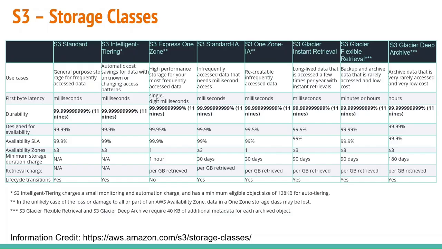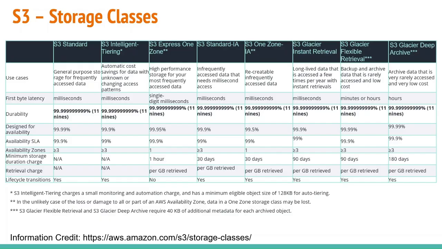Then we have S3 Standard-Infrequent Access, which stores the infrequently accessed data. The difference between this and S3 Standard is that it offers a lower cost as compared to S3 Standard, because this is for the least frequently accessed data, right? Then we have S3 One Zone-Infrequent Access, where the infrequently accessed data is stored in a single availability zone.